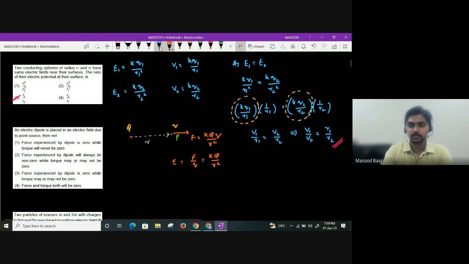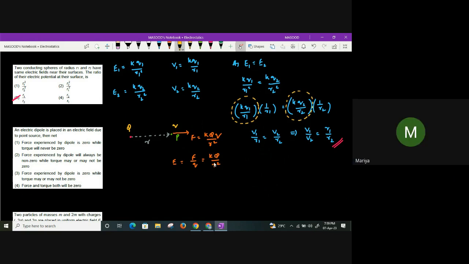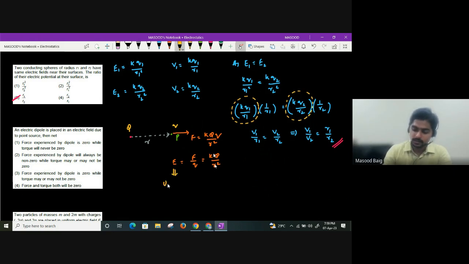Now whether it is uniform or non-uniform, can you please tell? For a given charge, k will be constant, q will be constant, but will small r be constant, guys? No. Distance from the charge can be changing. So the electric field produced by a point charge is a non-uniform field, guys. And I have told you yesterday, whenever a dipole is placed in a non-uniform field, will it always experience force? Yes. While it may or may not experience torque.